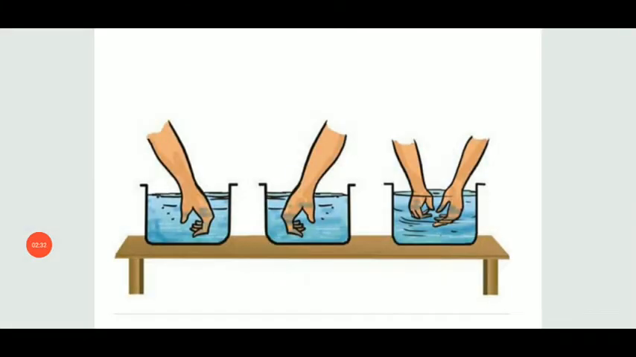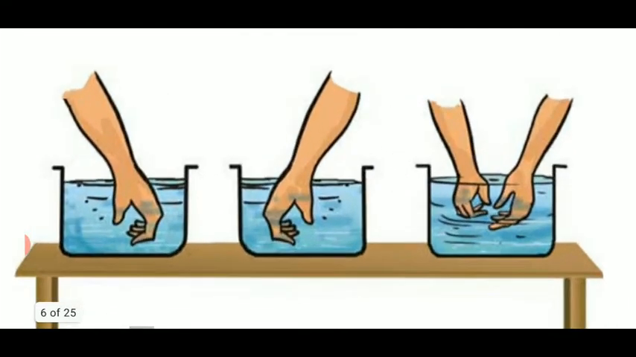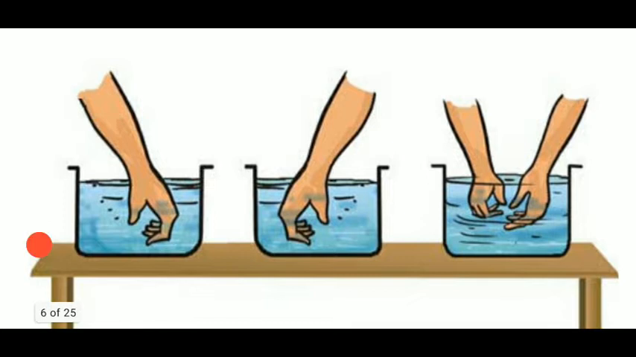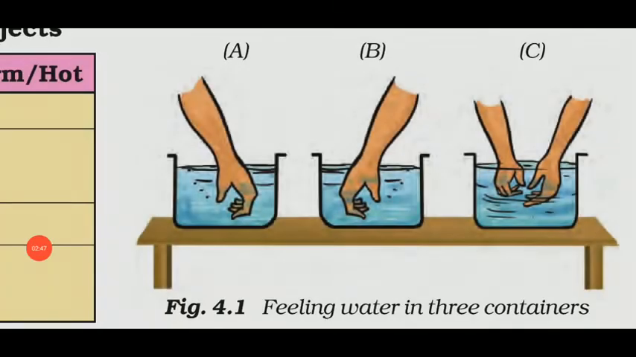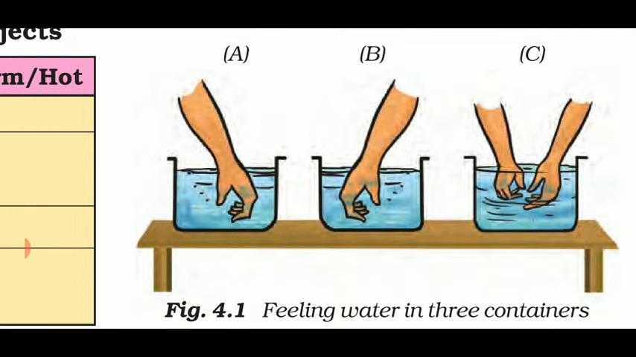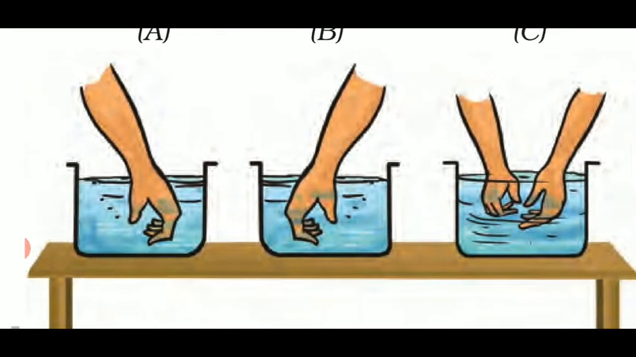So in this activity, you have to take 3 containers and label them as A, B and C. Put cold water in A and hot water in B. And last, mix some cold and hot water in C. Then, dip left hand in A, right hand in B. After keeping for 2 to 3 minutes, put both the hands simultaneously in the container C.